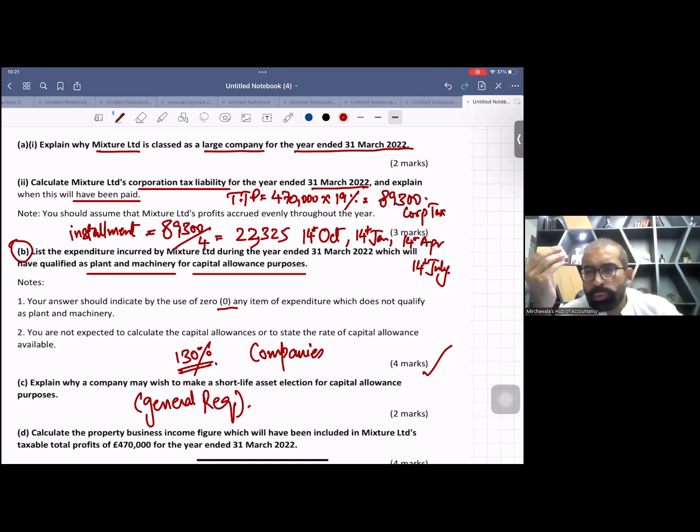Now, my dear students, these 2 or 3 points, you can write 2 or 3 points for 2 marks. That is enough.